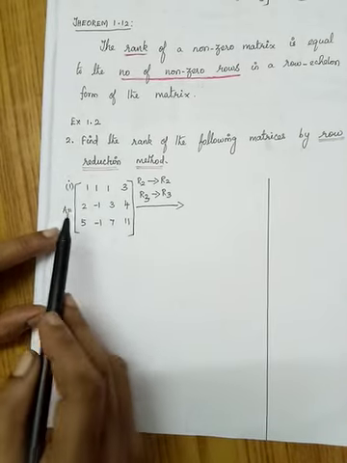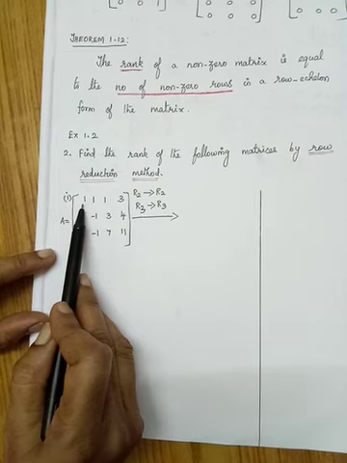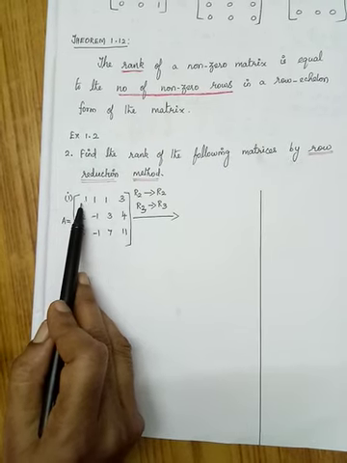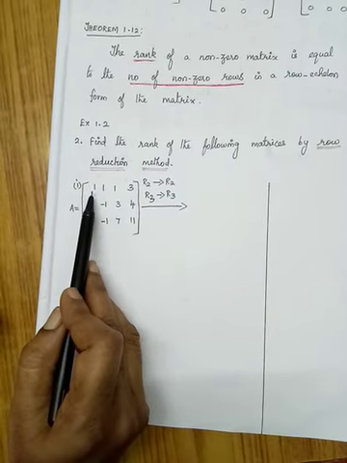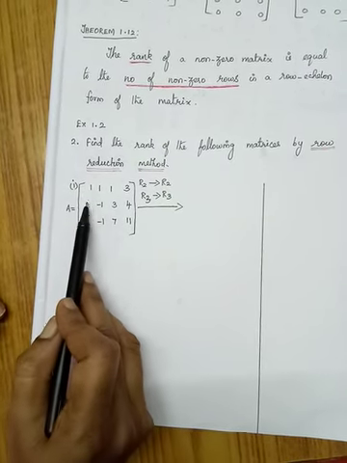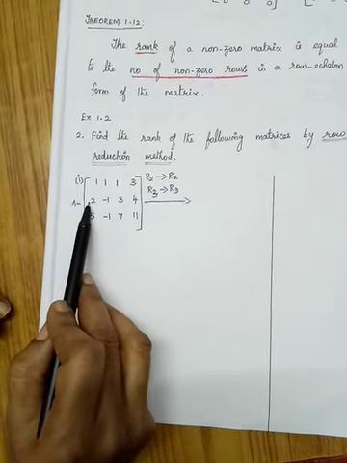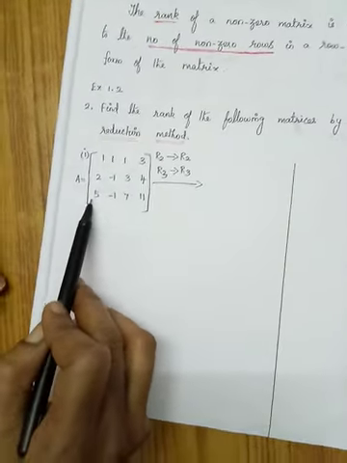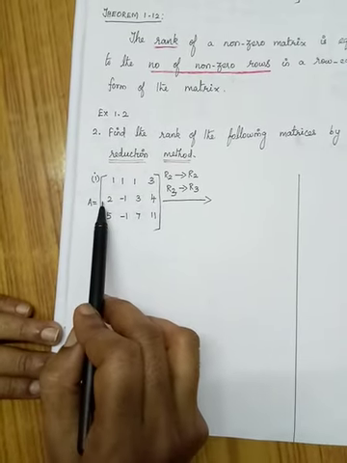You come to the next point. In the first row, this is the first non-zero entry. So you consider the first non-zero entry. What we have to do? Below the first non-zero entry, the remaining elements we have to make 0. So in the place of 2 we have to bring 0, and in the place of 5 we have to bring 0.